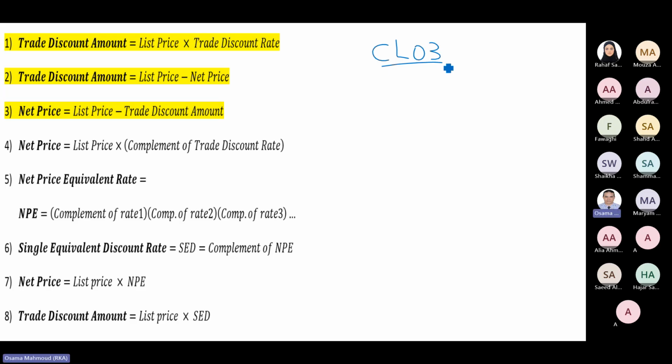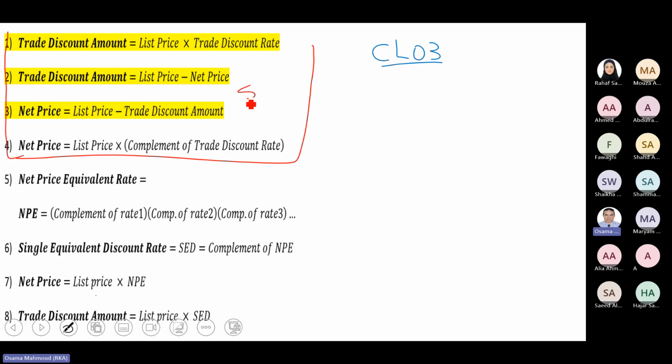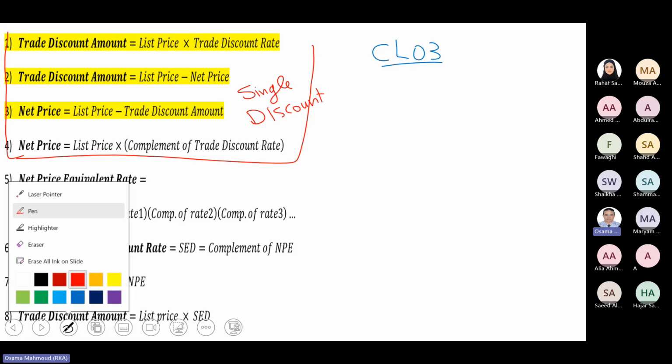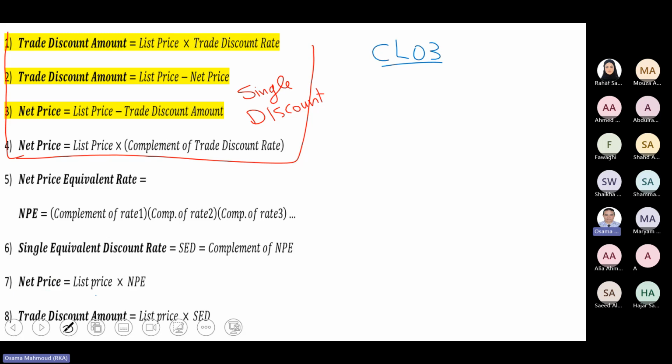Okay, you take this formula screenshot from this one. Be careful. The first four formulas on this formula sheet, from 1 to 4, belong to single discount. What does it mean, single discount? It means you have a discount once, so you have 1% you are going to use, right? This is the easy way to catch this one.